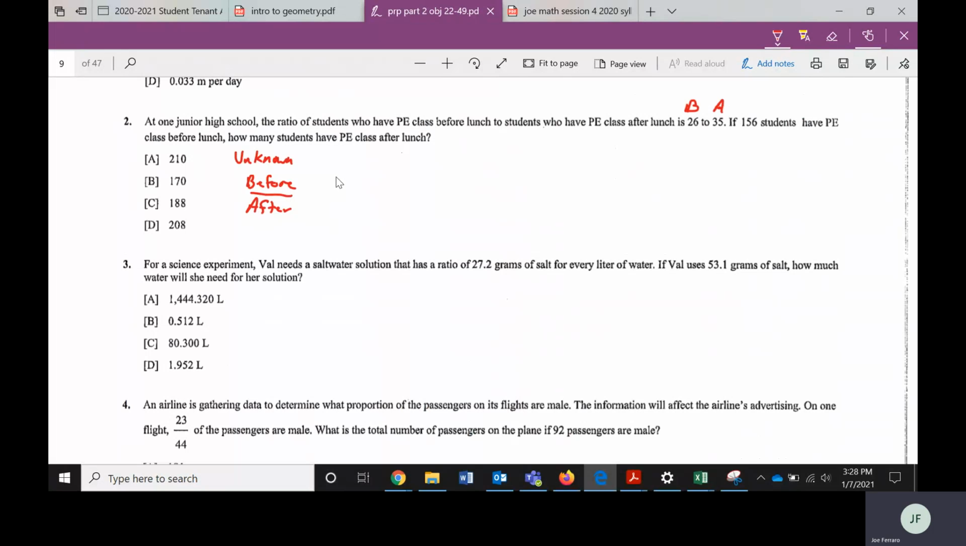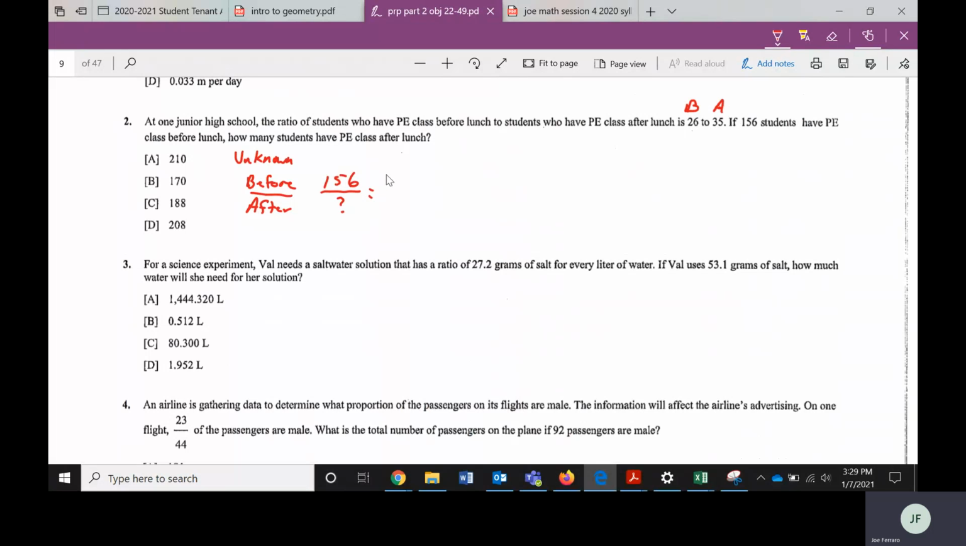Okay, and so in that unknown pair, the 156 is the ones that have it before, so that goes on top. The after is what we don't know. Now we look at our known pair and see if that's what they give us, the before and the after, and if not, then we should be able to figure it out. And what we already read, that is what they gave us. They gave us the 26 is before, the 35 is after.